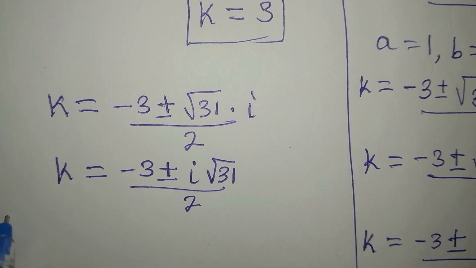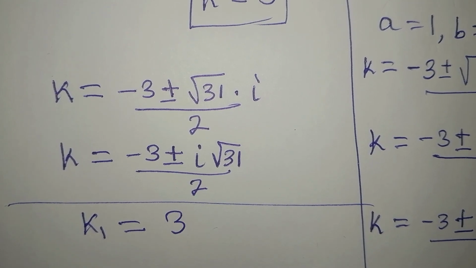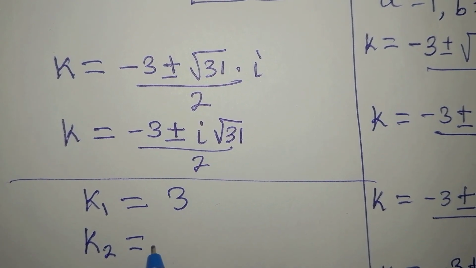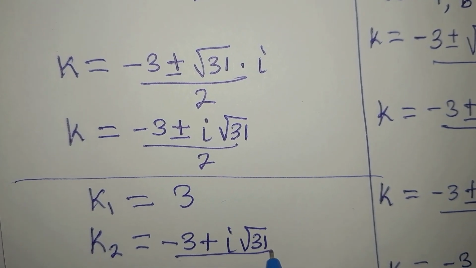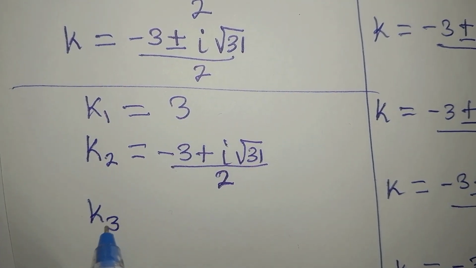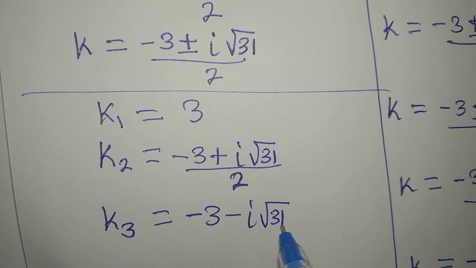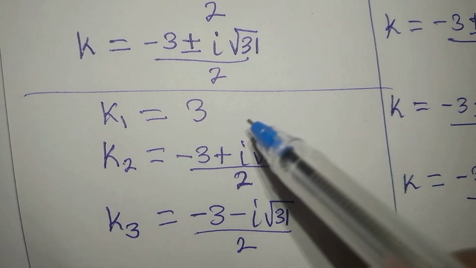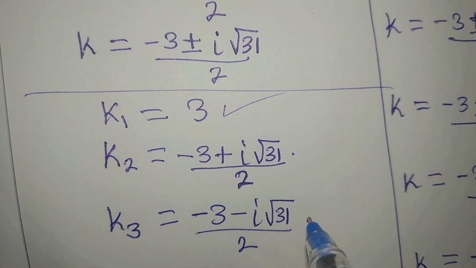So let's bring the 3 solutions together. The first one is k1 and is equal to 3, the real solution. Then the second one is k2, it is obtained from here. We have minus 3 plus i root 31. Then we divide this by 2. Then the next one is k3, which is minus 3 minus i root 31. Then we divide by 2. So these are the 3 solutions to the equation. But mind you, only this is the real solution. This and this are complex solutions.